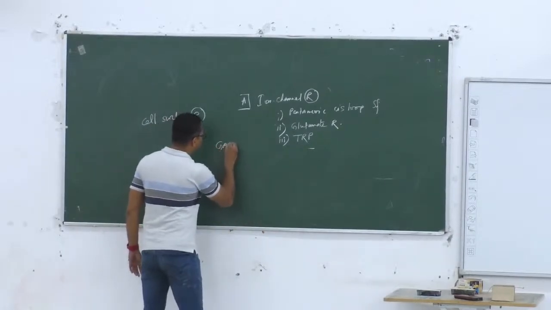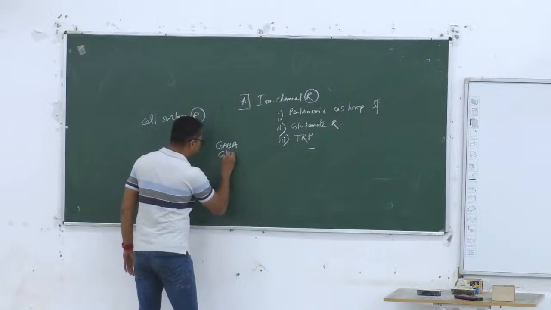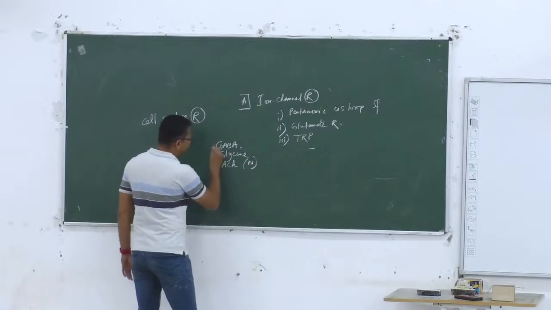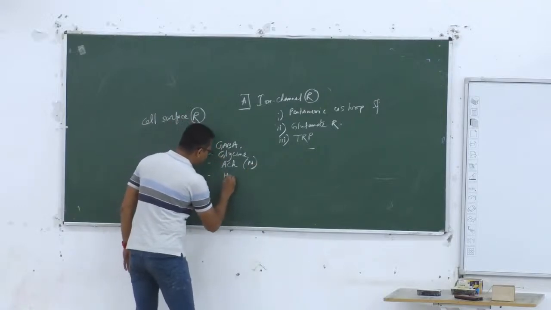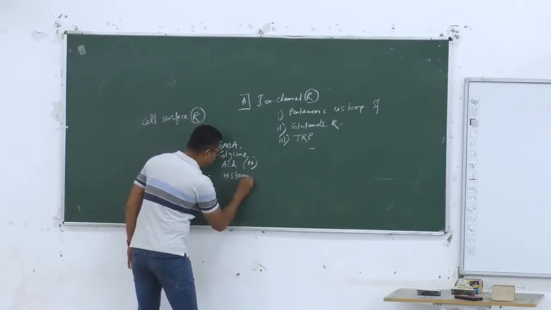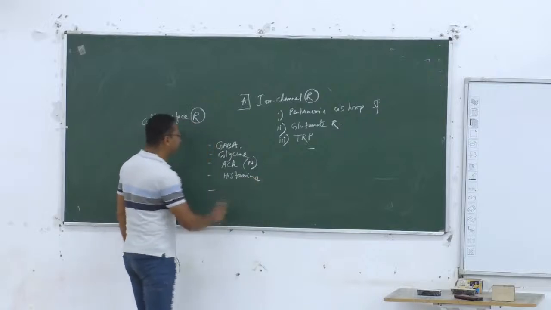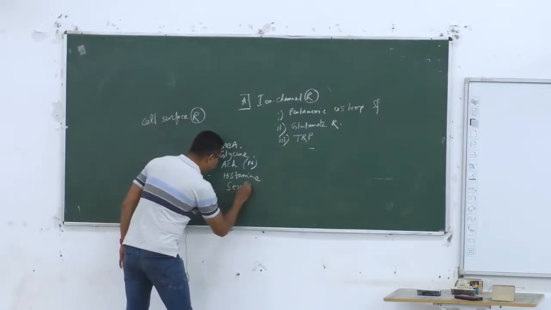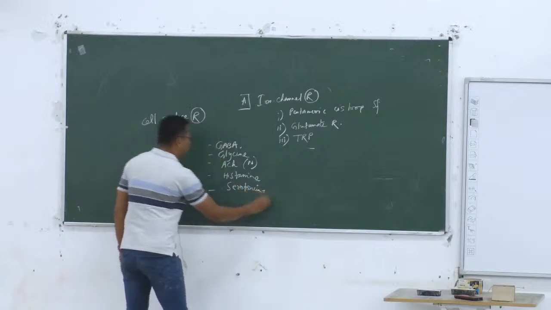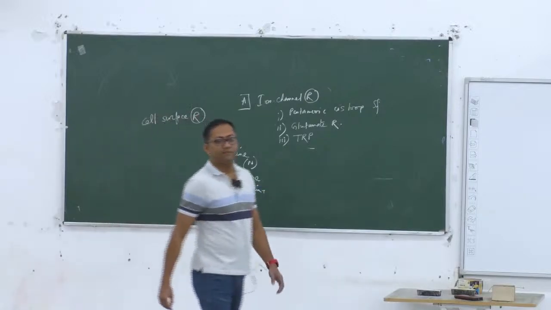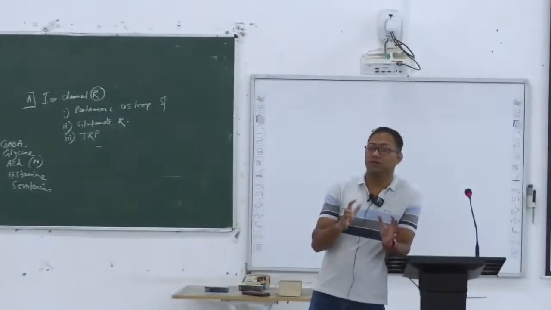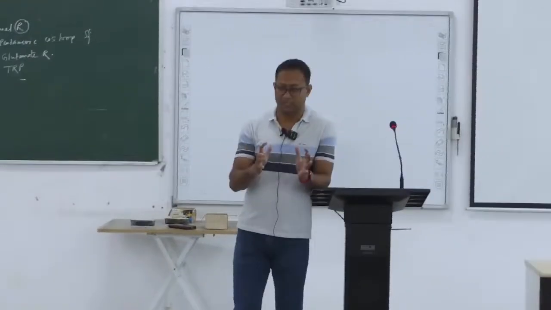So GABA, glycine, acetylcholine nicotinic, histamine, and serotonin. Right? Okay, you need to classify and you need to remember the examples.